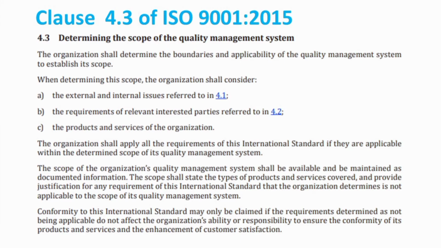If we see clause 4.3 of ISO 9001 2015, this clause says that the organization shall determine the boundaries and applicability of the quality management system to establish its scope. When determining this scope, the organization shall consider these three points. A is the external and internal issues. B is the requirements of relevant interested parties; interested parties are of two types: internal and external. The third is the products and services of the organization. The organization shall apply all the requirements of this international standard if they are applicable within the determined scope of its quality management system. So this is by the standard, ISO 9001 2015 clause 4.3. These are the factors that are needed to determine the scope of the organization.